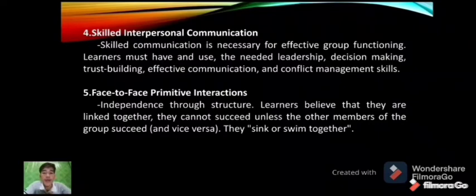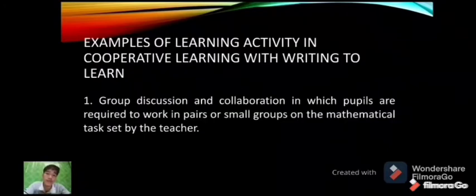Number 5, face-to-face promotive interactions. Interdependence through structure. Learners believe that they are linked together. They cannot succeed unless the other members of the group succeed. They sink or swim together.